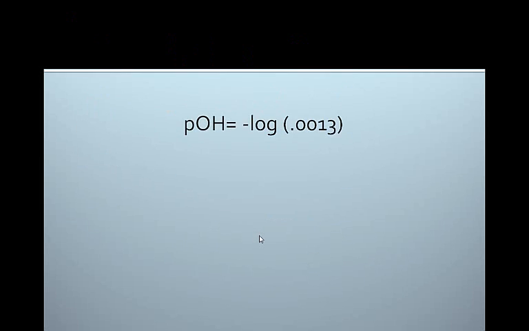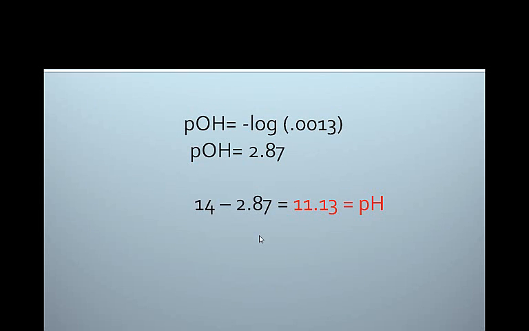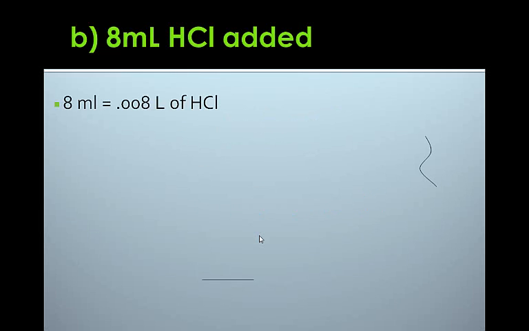We plug this into our pOH equation. So pOH equals negative log of the OH concentration, which is 0.0013. So our pOH is going to be 2.87. And then we subtract 14 minus 2.87 equals 11.13, which is our pH.